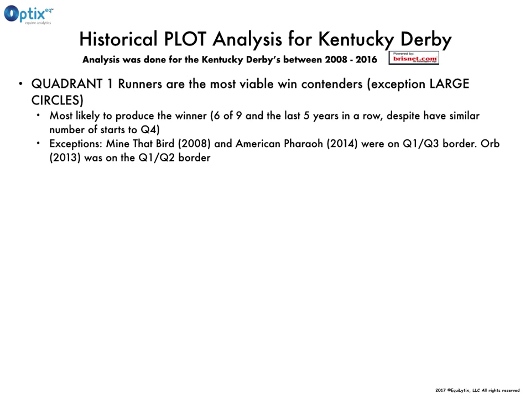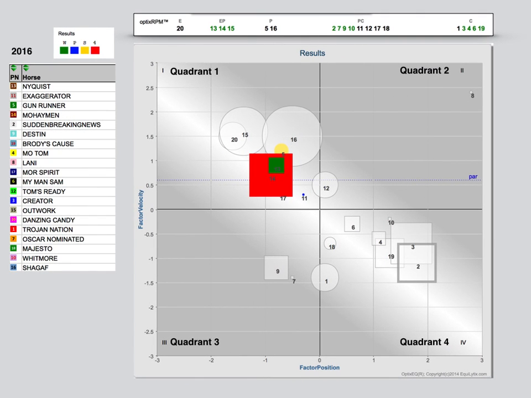And then Orb in 2013 was more of a set of circumstances. He was on the right-hand side, kind of close to Quadrants 1, 2, and 4. That race was the Palace Malice race, and was kind of a meltdown, and we'll show you that too. So let's look first of all at last year to just prove our point about Quadrant 1.